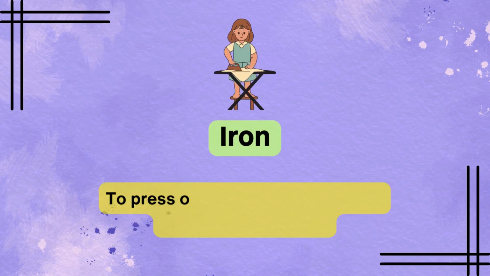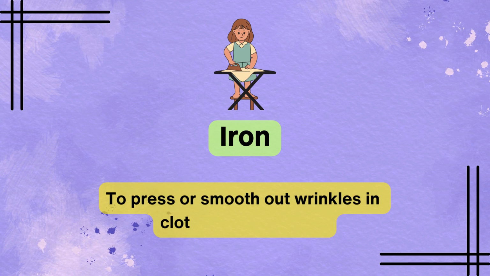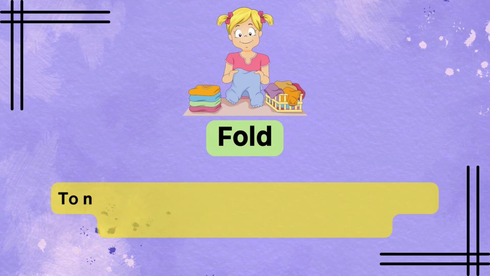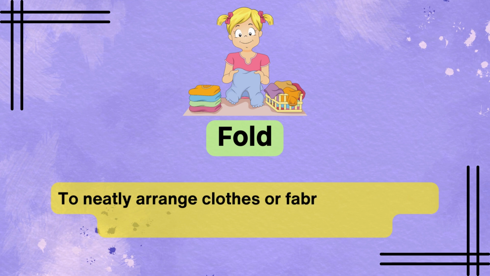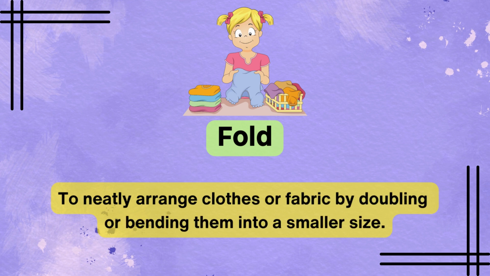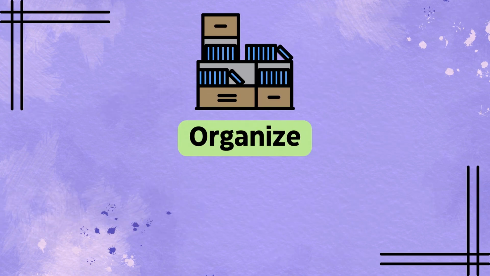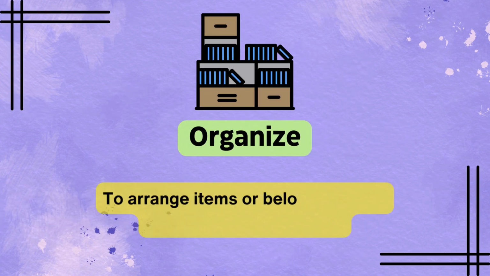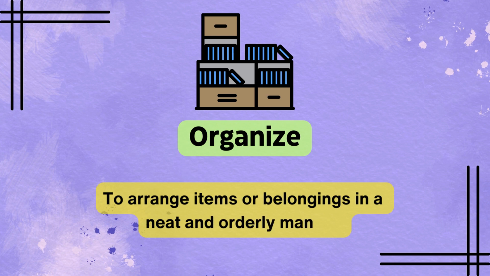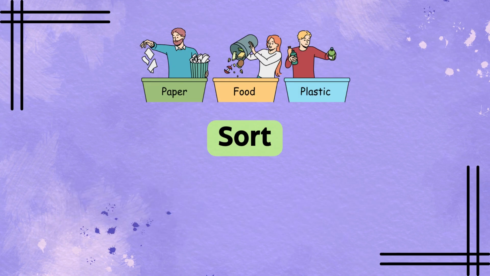Iron. To press or smooth out wrinkles in clothes using an iron. Fold. To neatly arrange clothes or fabric by doubling or bending them into a smaller size. Organize. To arrange items or belongings in a neat and orderly manner.